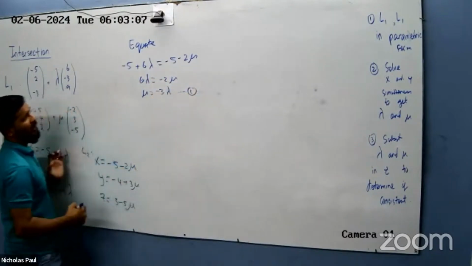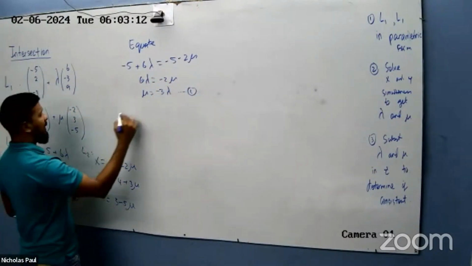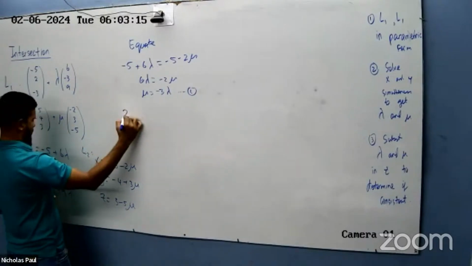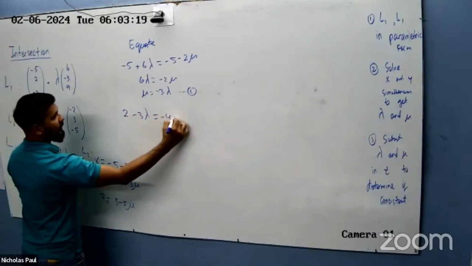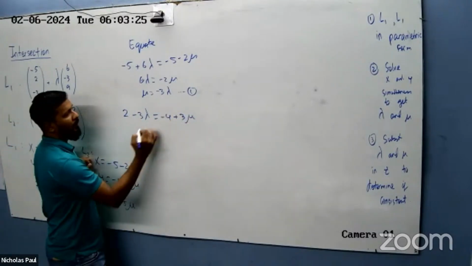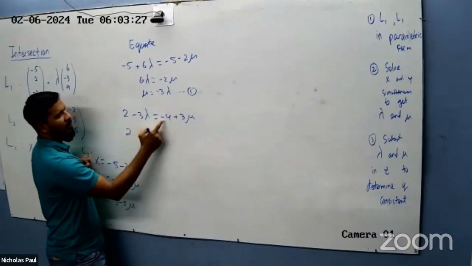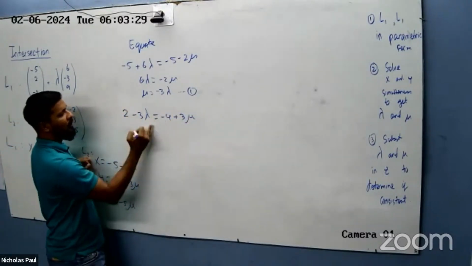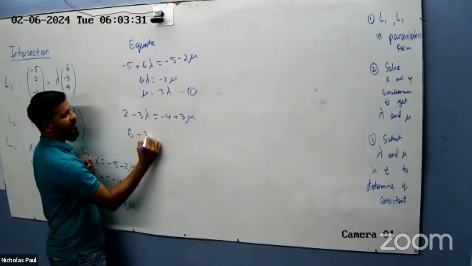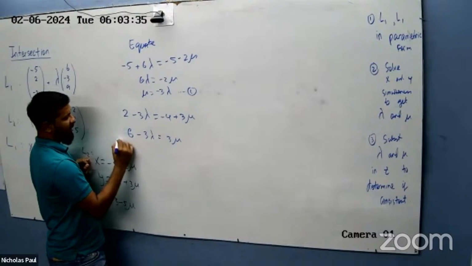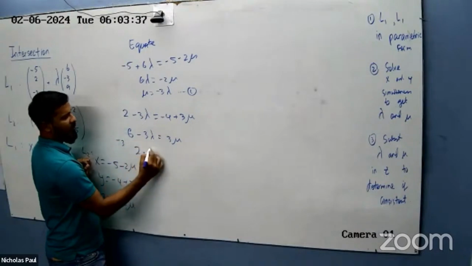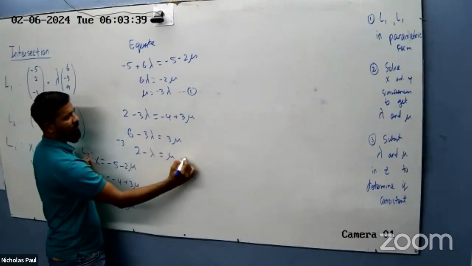Look at that. And then we're going to equate the y's. So that'll be 2 minus 3 lambda is equal to minus 4 plus 3 mu. Bring it across here, you'll get minus 4 become plus 4. 4 plus 2 is 6. Minus 3 lambda is 3 mu. If you want, you can just divide everything by 3. So that'll be 2 minus lambda is mu.